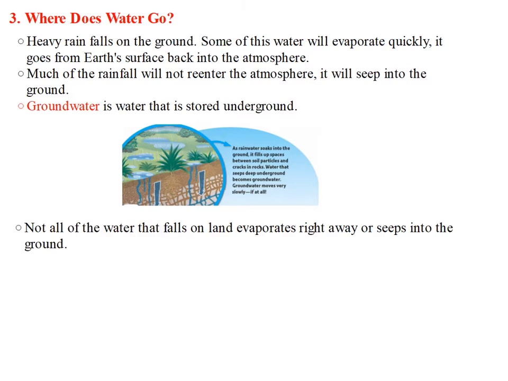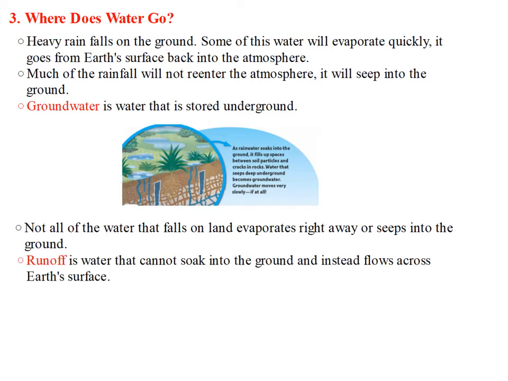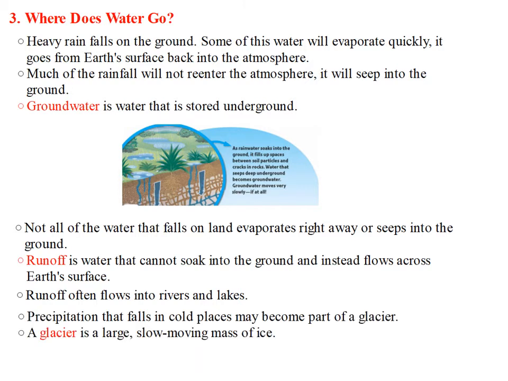Not all of the water that falls on land evaporates right away or seeps into the ground. Runoff is water that cannot soak into the ground and instead flows across Earth's surface. Runoff often flows into rivers and lakes. Precipitation that falls in cold places may become part of a glacier. A glacier is a large, slow-moving mass of ice.